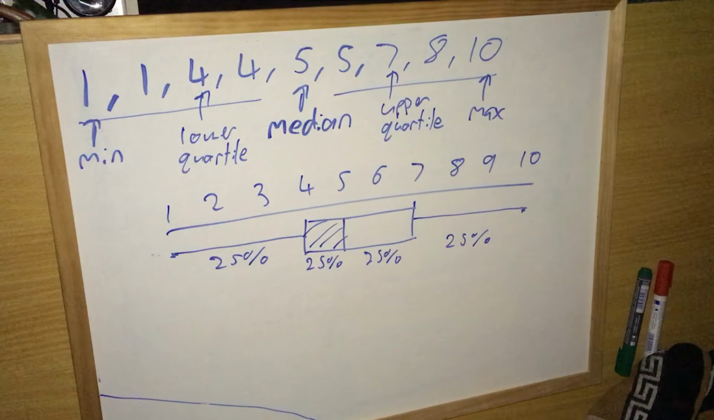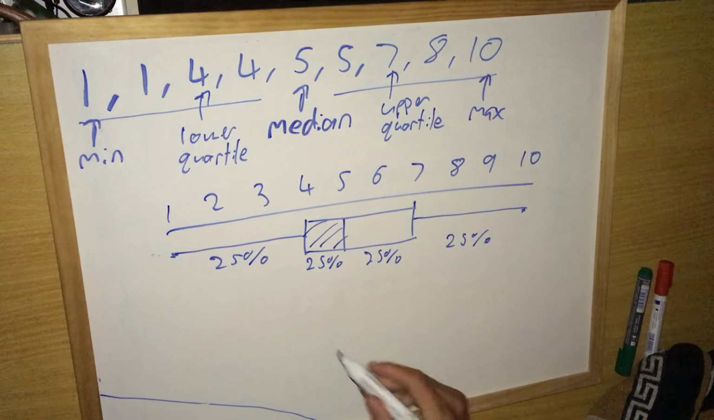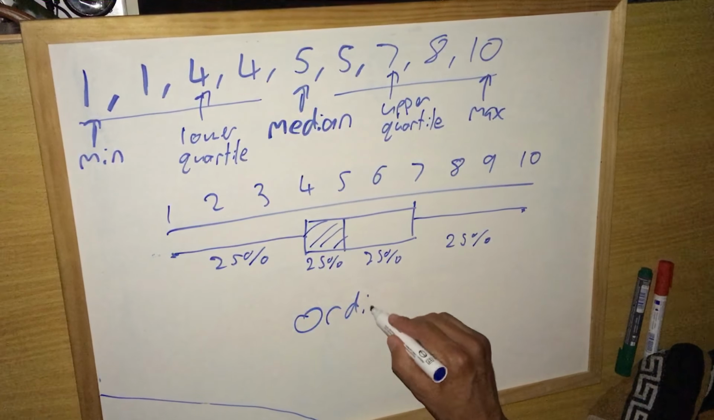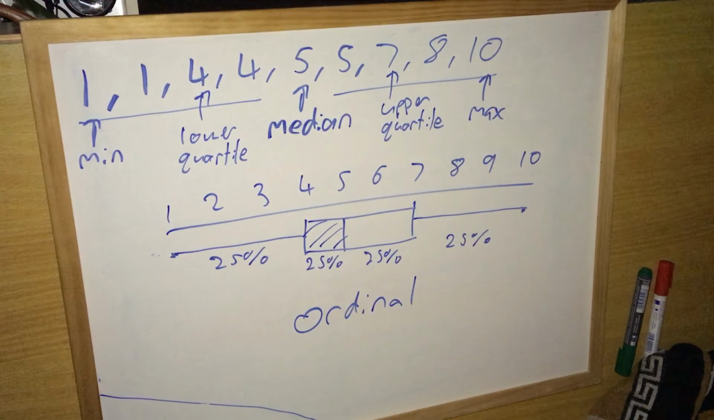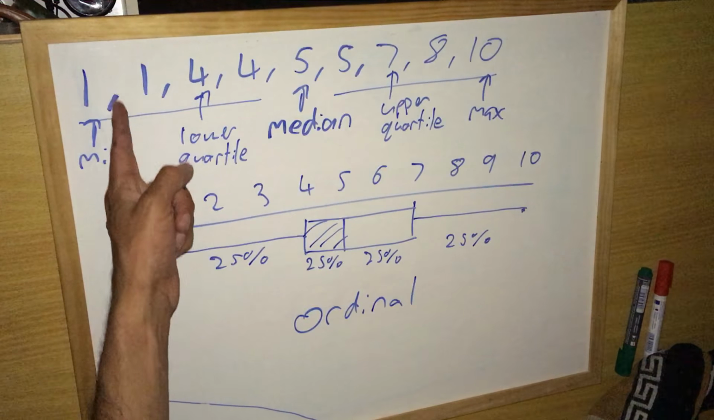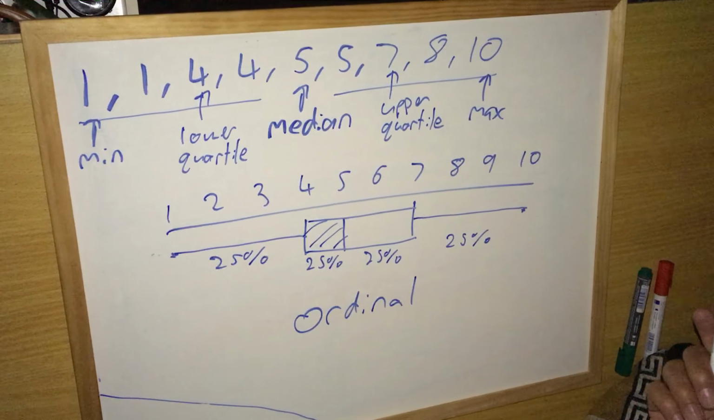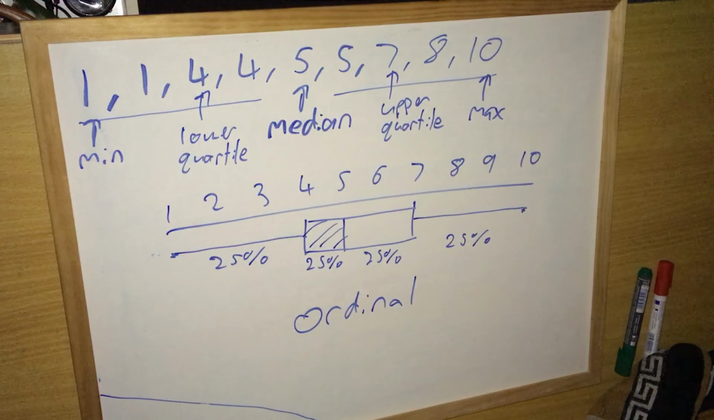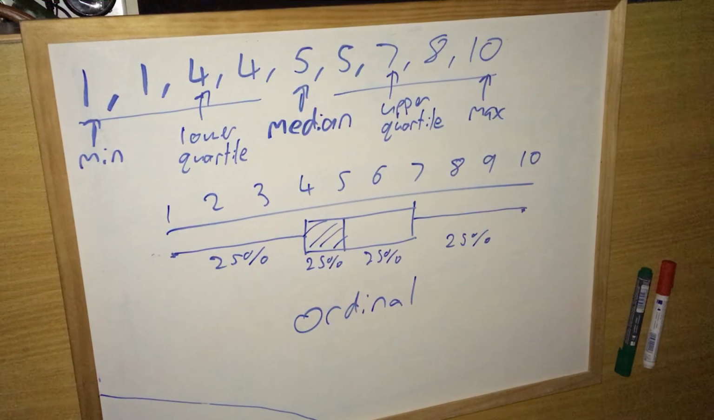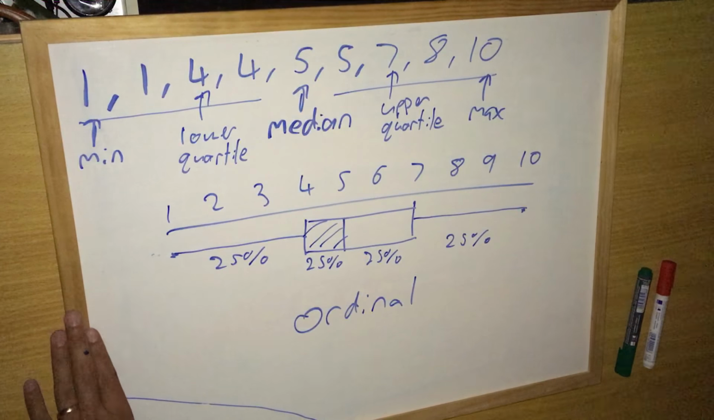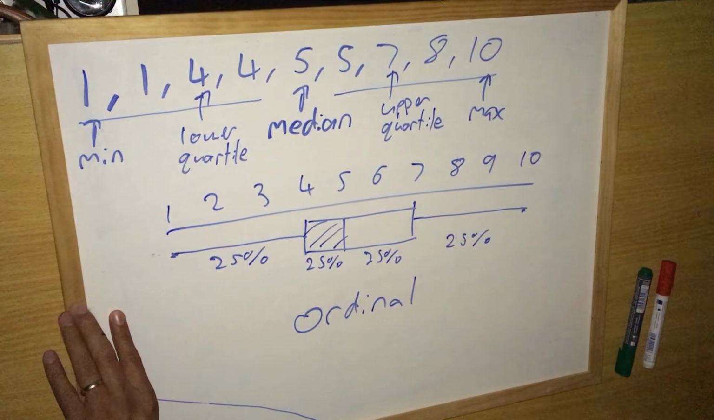Now you're allowed to do this kind of stuff, medians and all this jazz, if you've got ordinal data. So ordinal data means that your numbers are all in a row. So if someone got 4, they did better than the person who got 1. If someone got 8, they got better than the person who got 7. And so you're allowed to do this kind of stats. Alright, and then that's really the only kind of stats you're allowed to do for ordinal data.